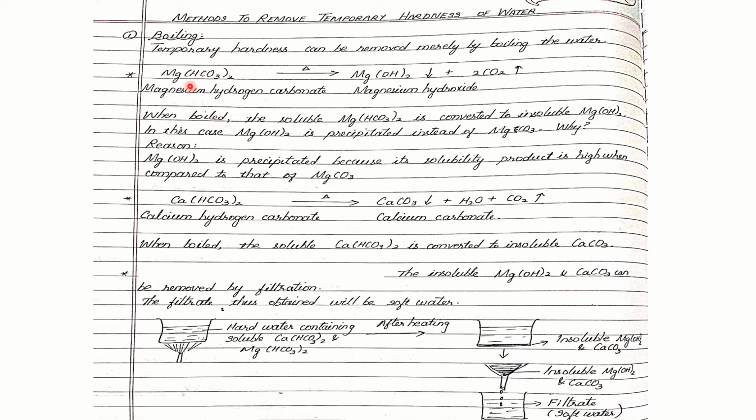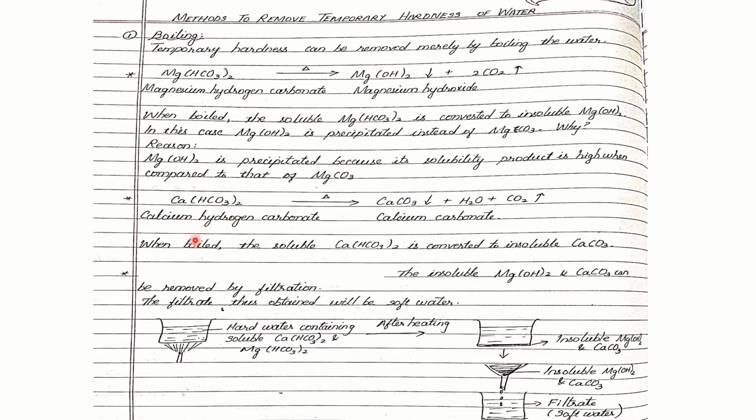When boiled, the soluble magnesium hydrogen carbonate is converted to insoluble magnesium hydroxide, that is precipitated. Okay, it gets precipitated at the bottom of the container. Now, in this case, magnesium hydroxide is precipitated instead of magnesium carbonate. We expect magnesium carbonate as the product that gets precipitated, but on the contrary, here magnesium hydroxide is precipitated. Why? This is because the solubility product of magnesium hydroxide is high when compared to that of magnesium carbonate.